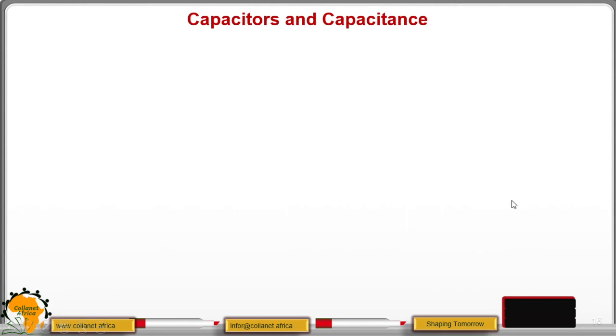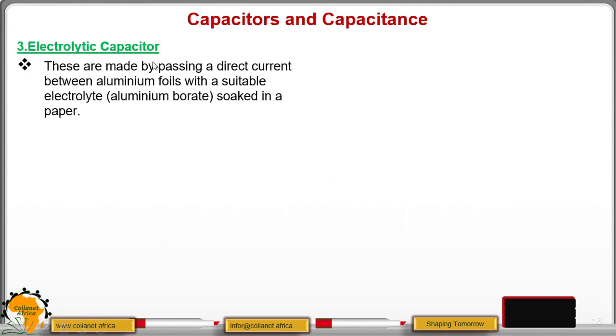Then we have number three, the electrolytic capacitor. Now, this one is made by passing a direct current in between aluminium foils that are soaked in electrolyte. In our case here, we are having aluminum borate as our electrolyte.